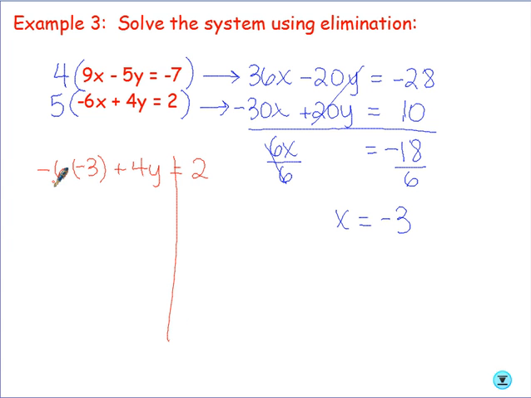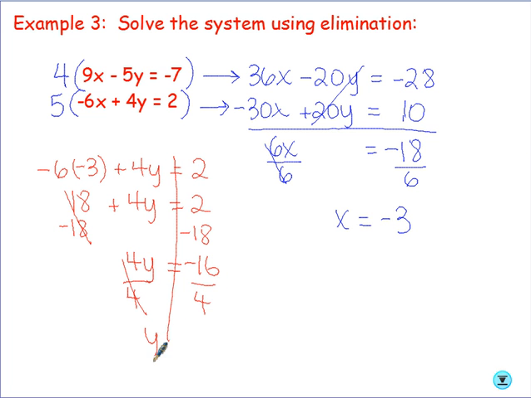Let's start with multiplying. Negative 6 times negative 3 is positive 18. Bring down everything else. I need y by itself, so I need to move the 18 by subtracting. I'm left with 4y equals 2 take away 18, which is negative 16. Divide by 4. We get y equals negative 16 divided by 4, which is negative 4. Ready to write our final answer. X is first at negative 3. Y is second at negative 4.